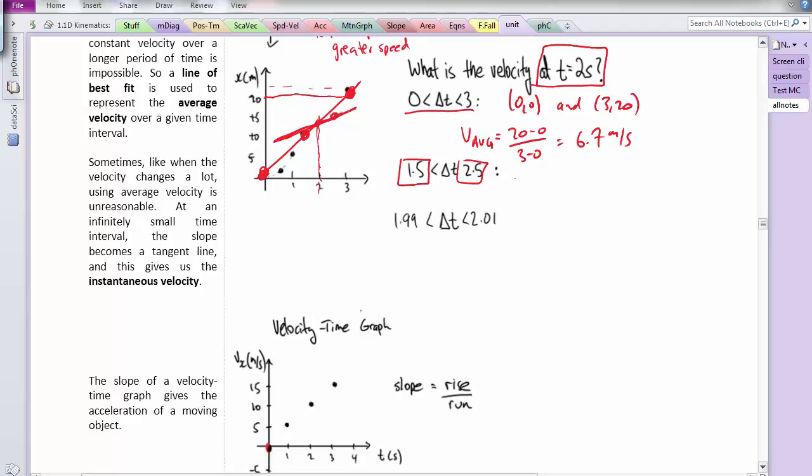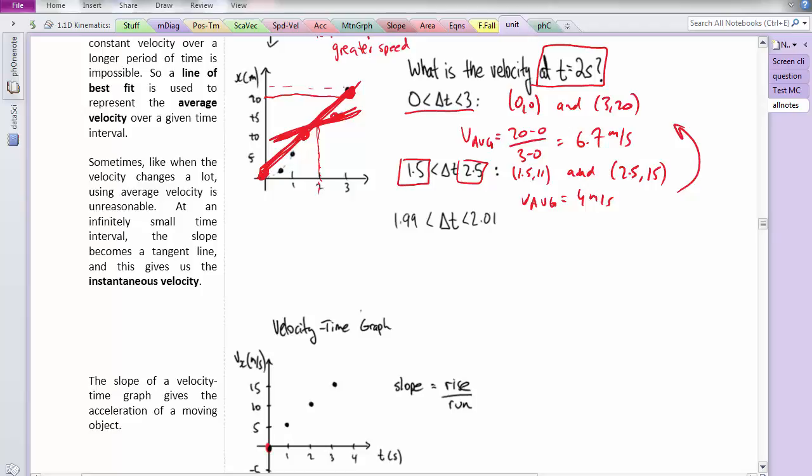So in this case, we might use 1.5 and 11, and the other point that we could use is 2.5 and 15. If we calculate the average using these 2 points, we get 4 meters per second. Okay, notice how it's different than this. So this slope is smaller than the bigger slope. And because the time is closer to 2 seconds, that might give us a more accurate description of what the actual velocity was at 2 seconds.